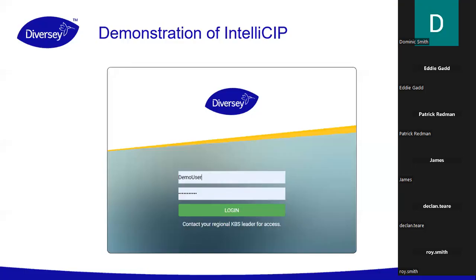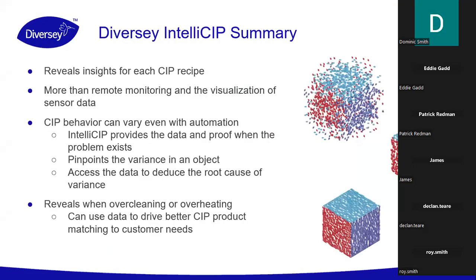Right, so that has, as you can see, the IntelliCIP system checks each clean against agreed parameters, and those parameters are set up in agreement with yourselves and ourselves about what is important. And therefore, you've got your monitoring and verification requirement already done automatically.